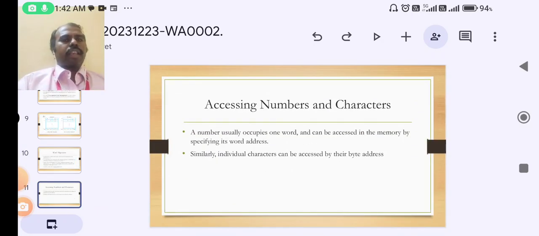Accessing numbers and characters. A number usually occupies one word and can be accessed in memory by specifying its word address. Similarly, individual characters can be accessed by their byte address.